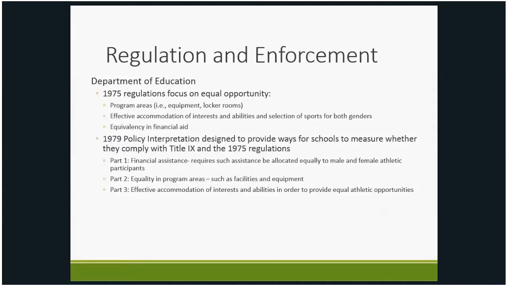So in 1975, the Department of Education says it focuses on equal opportunity in some of these program areas like equipment, locker rooms, effective accommodation of interests and abilities and selection of sports for both genders, and equivalency of financial aid. We've redefined them over time, but we're looking at this idea that we're creating equal opportunity.